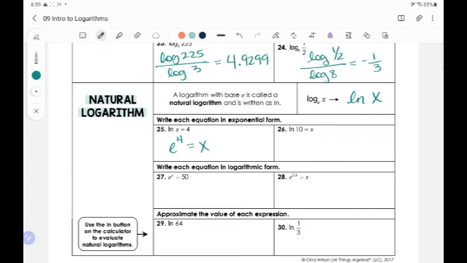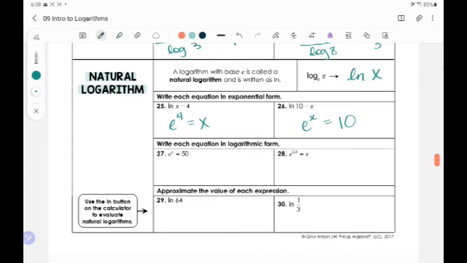So natural log of 10 equals x. This is not a log base 10. This is a natural log. It's a log base e. So it's e to the x equals 10. Now in the next one, we're going to write it in logarithmic form. We have e to the x equals 50. Look at number 25 and 26 as your examples, or go back up here where we wrote it out, okay? So we have a log base e, which we write as natural log of 50 equals x.